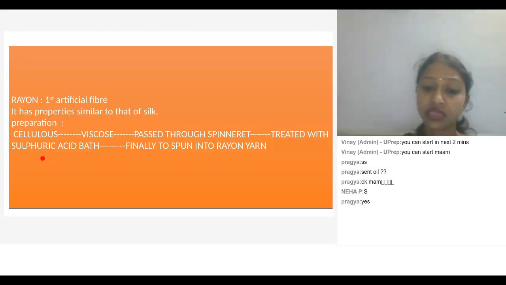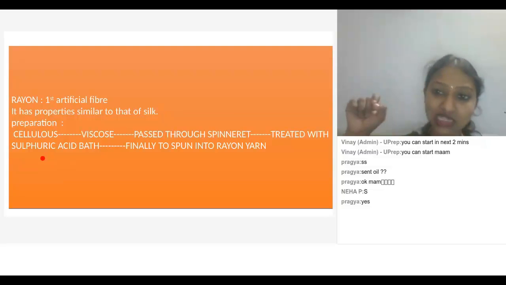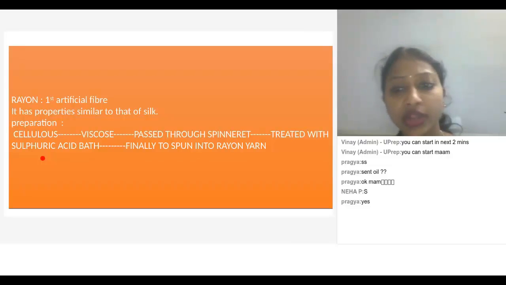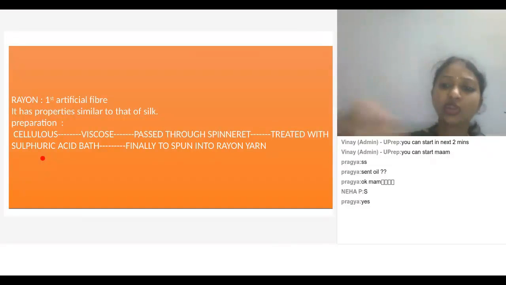This thread-like viscose is treated with sulfuric acid or with the base. When it is treated with the sulfuric acid bath or the base bath, it becomes stronger. Understood? Yes, ma'am. It became much stronger, so finally it is passed to be spun into rayon yarn, so that it is converted into threads.